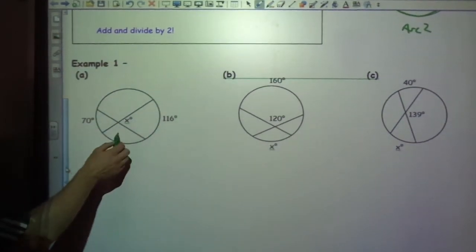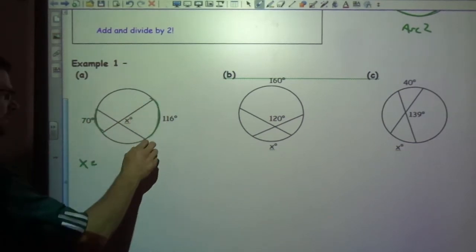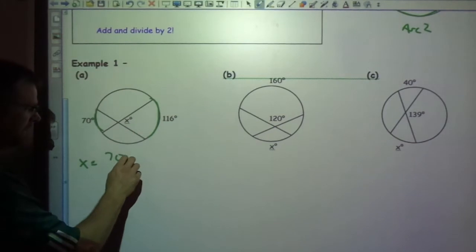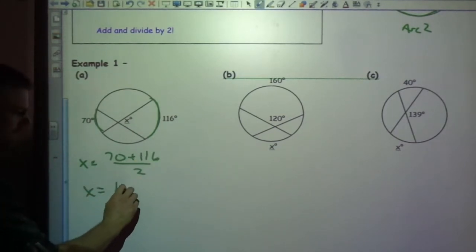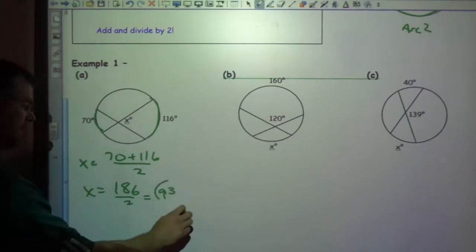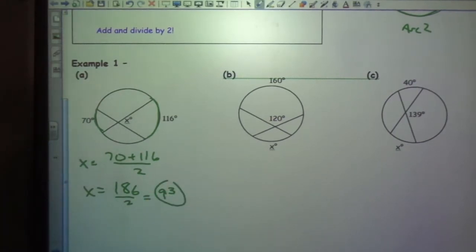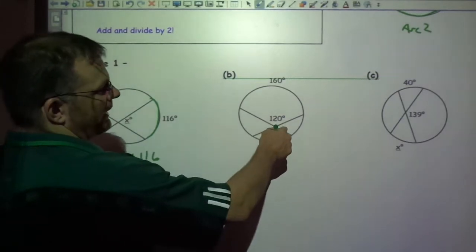So here's some examples. We're trying to find x. Well, x is going to equal this plus this, divided by 2. 70 plus 116, divided by 2. That is 186 divided by 2, which is 93. Easy? Of course.